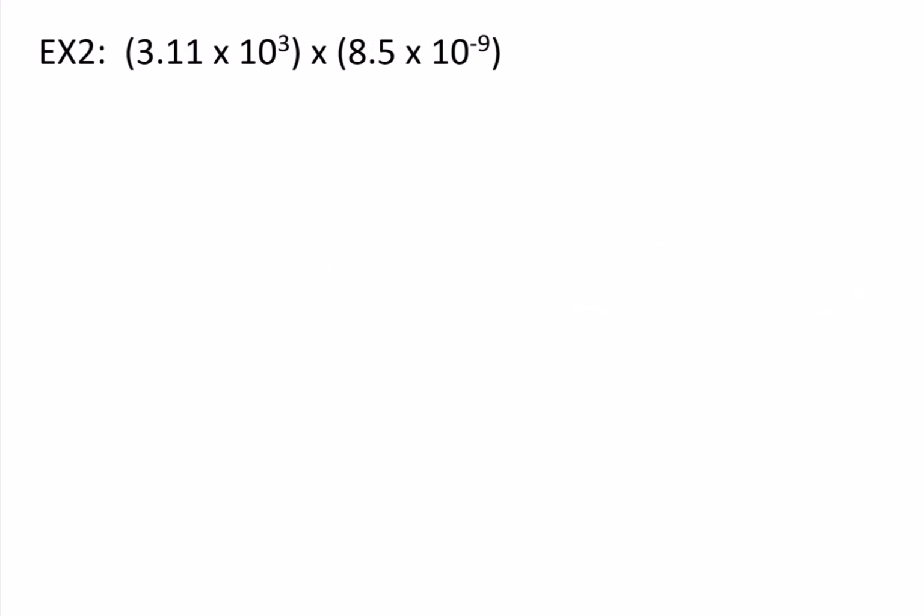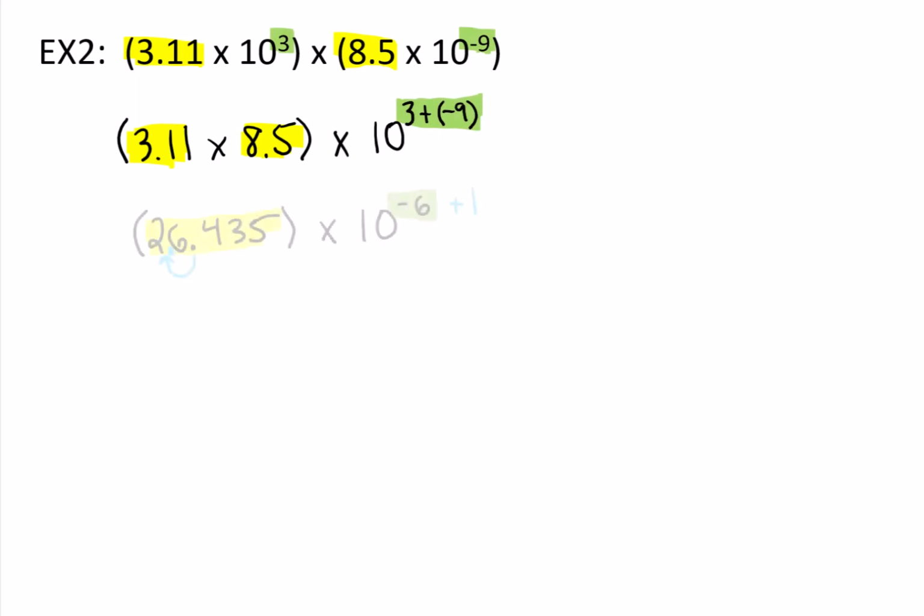We look at the first two numbers, 3.11 and 8.5, and we want to multiply those together. So I put them in parentheses and set it up with multiplication. Then we're going to look at the exponents, which are a 3 and a negative 9, and we add those two together. That gives us 26.435 times 10 to the negative 6th power, which is our answer, but it's not our final answer. We need to convert that to the correct scientific notation.